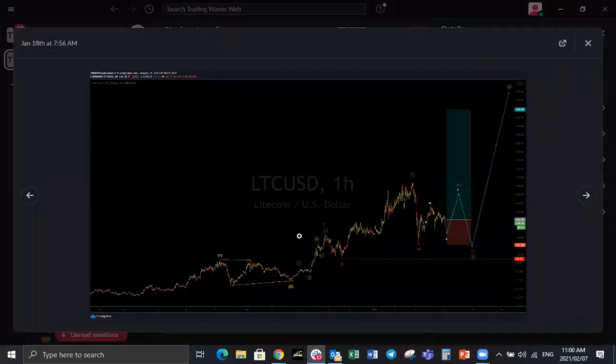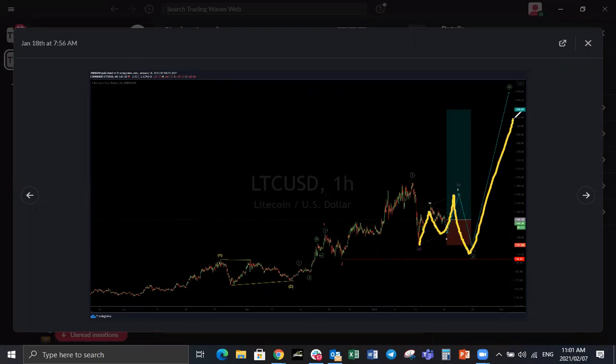Now look at this one here. We had a setup for upside on Litecoin initially, looking for it to go all the way to the upside. When it didn't go, we realized that there was a possibility that Litecoin can give us a structure like this. Let's make this one nice and clear: 1, 2, 3, downside, and then upside.